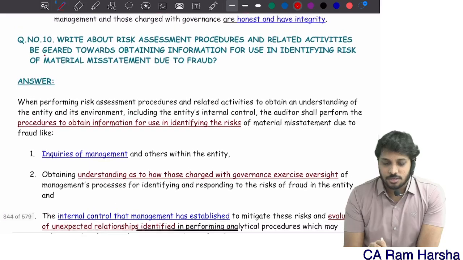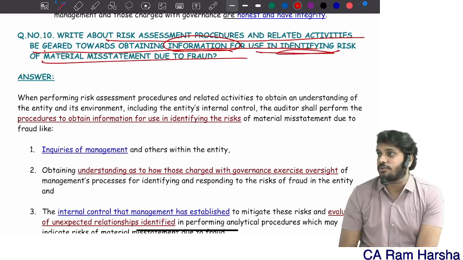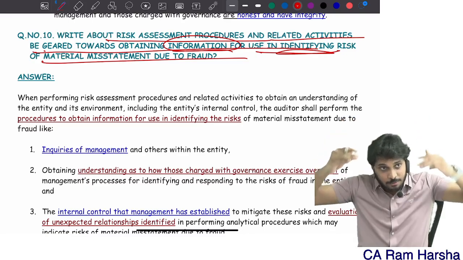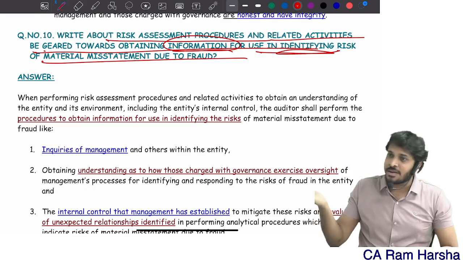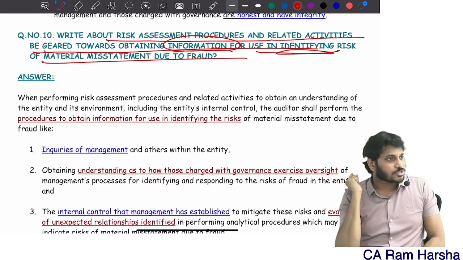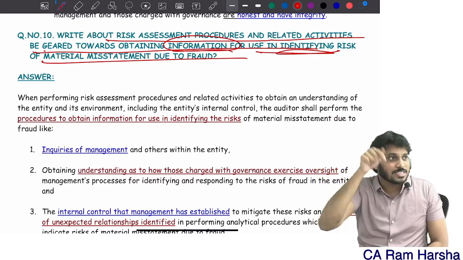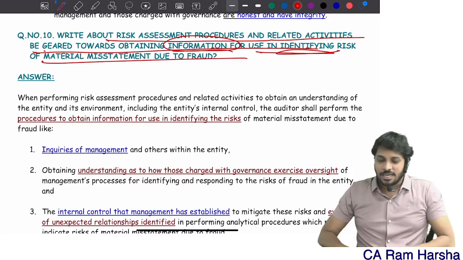So write about risk assessment procedures and related activities so that you can obtain information for use in identifying risks of fraud. Now in the above entire discussion, they were telling you the characteristics of fraud, how frauds can happen, what opportunities they'll have. Now what does the auditor have to do? Now it starts. From here onwards it starts, what the auditor has to do.